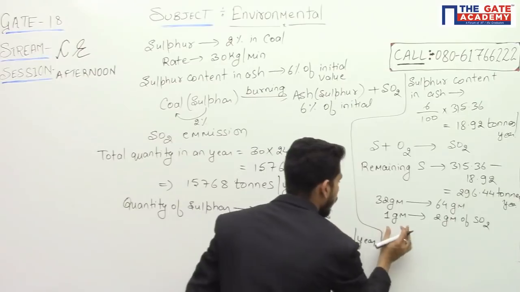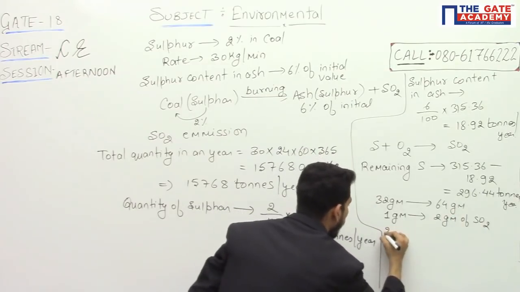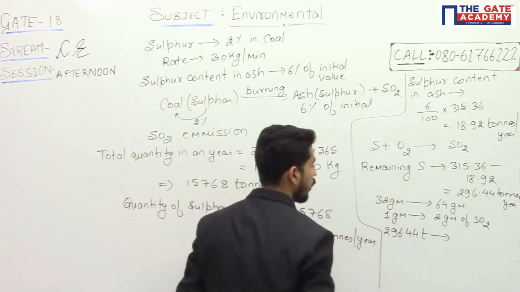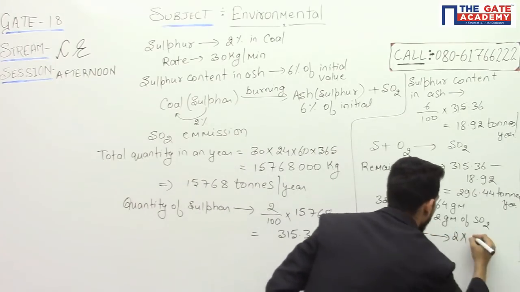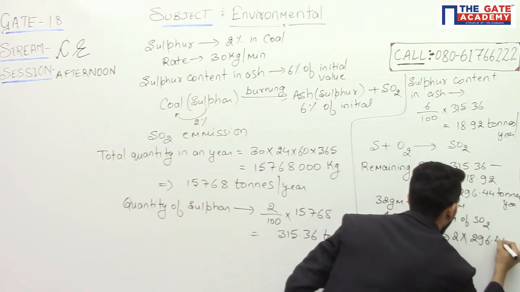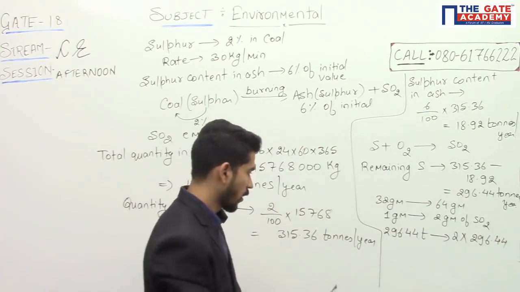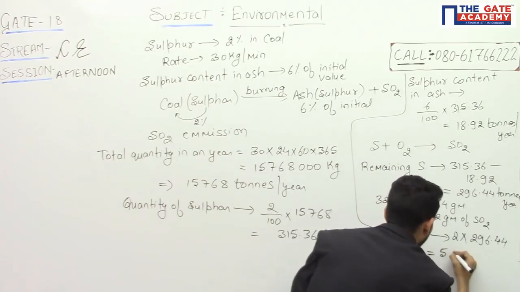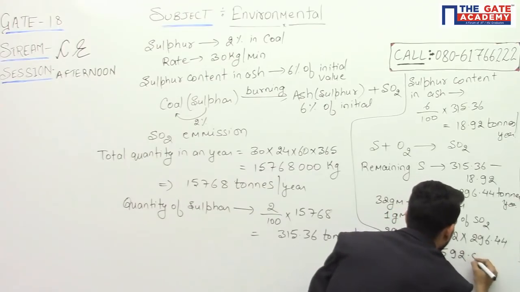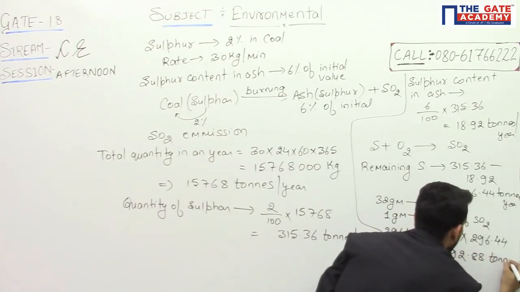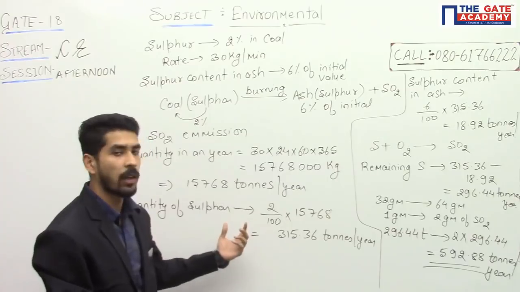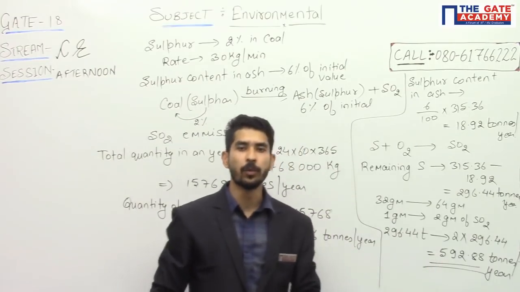If we have this much amount of sulfur, what will be the total amount of SO2 produced? It is simple. If 1 gram produces 2 grams of sulfur dioxide, that means 296.44 tons will produce 2 into 296.44, which is equal to 592.88 tons in 1 year. So the total amount of sulfur dioxide produced is 592.88 tons in 1 year.